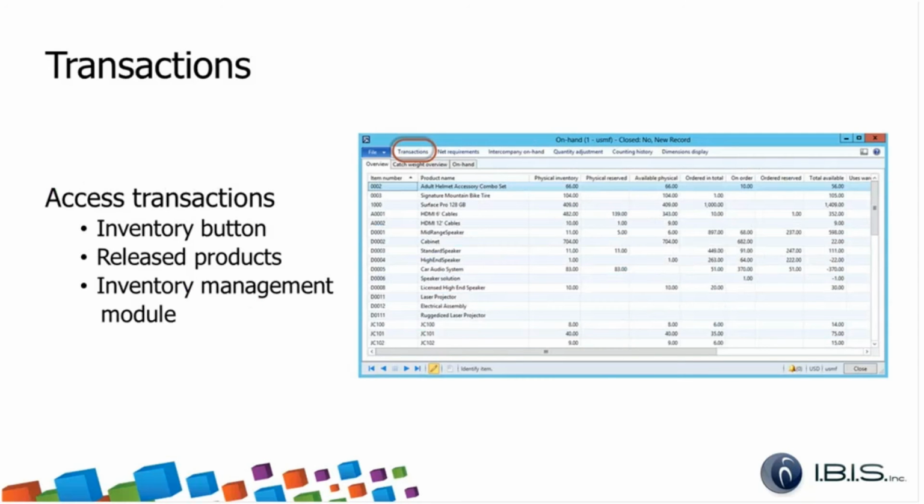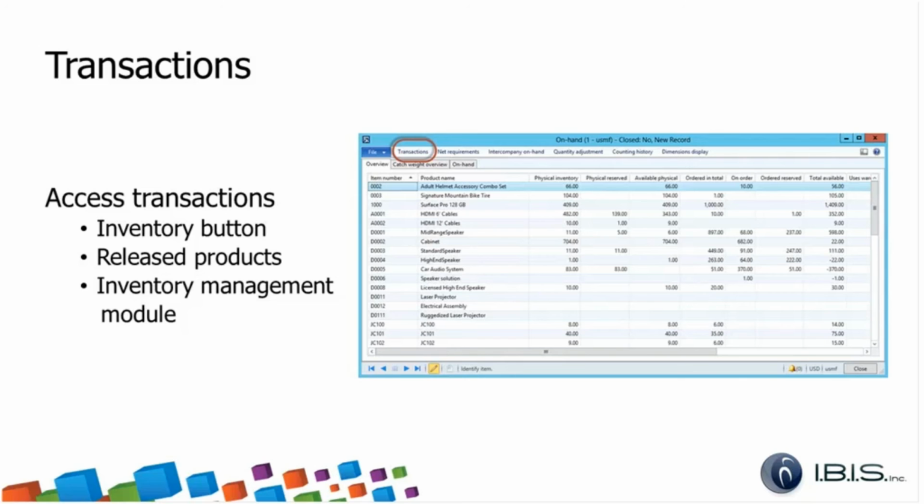The transaction form can be accessed from a number of locations. The form can be opened from a released product record, which will show all the transactions for that product. It can be opened from a sales order line, even from an on-hand form as it is indicated on this slide and highlighted by the red circle.